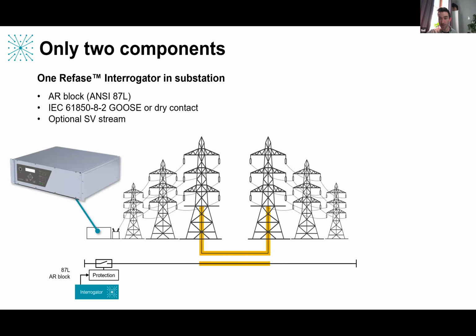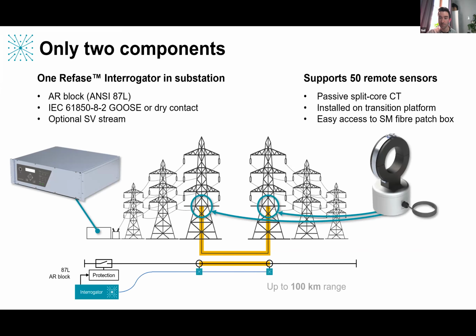So first of all, there's an interrogation system, our interrogator. This is the only powered and time synchronized device in the system. So that's typically installed in the substation. And that does the job of collating information from our sensors and communicating the auto reclose blocking signal or any optional SV streams to the SCADA or protection systems that are there already. And we can communicate via GOOSE or by dry contact for legacy systems as well. Just one of these interrogators will support up to 50 remote passive fiber optic sensors.